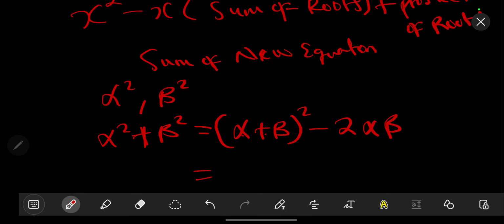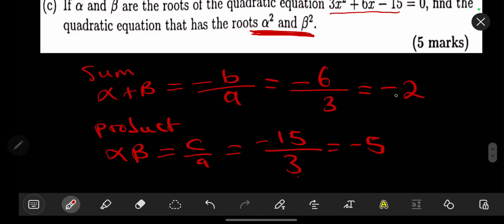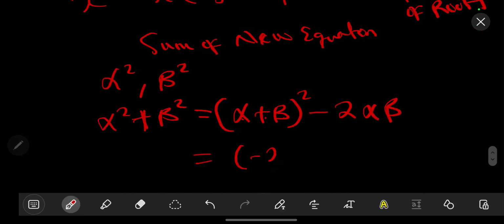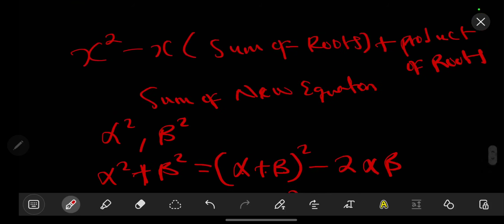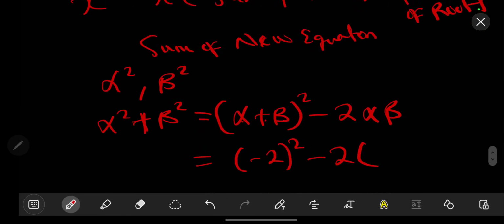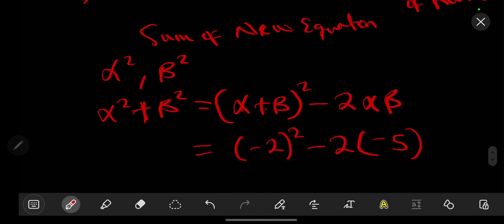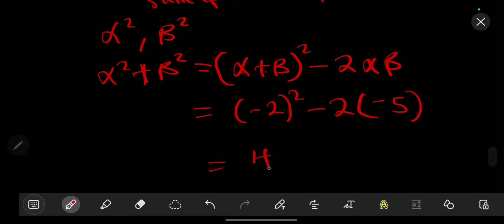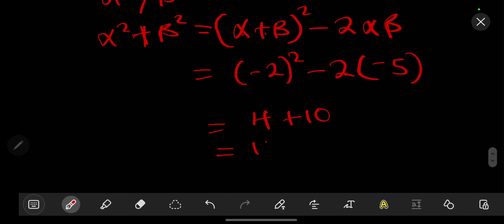So alpha plus beta has given us a value, which is our sum, which is negative 2. So we are going to put negative 2 here, squared, minus 2. Then our alpha beta gives us a value equivalent to negative 5. Then we have negative 2 squared, which gives us 4. Negative 2 by negative 5 gives us positive 10. 4 plus 10 gives us 14. So alpha squared plus beta squared, this is our new sum. So our new sum is equal to 14.